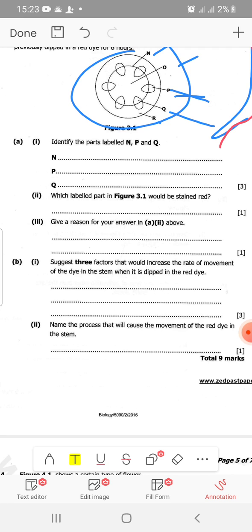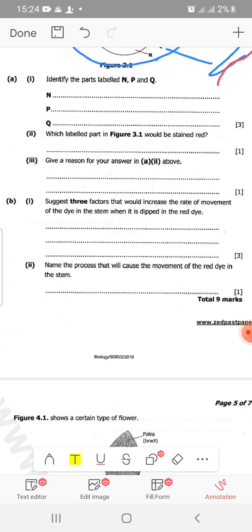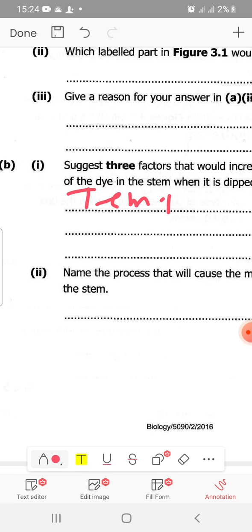Now we go to B1. Suggest 3 factors that would increase the rate of movement of the dye in the stem when it is dipped in the red dye. So here in short, they are asking you to list down the factors which affect the rate of transpiration, of which we have temperature. We can talk about temperature. Apart from temperature, we talk about low humidity.